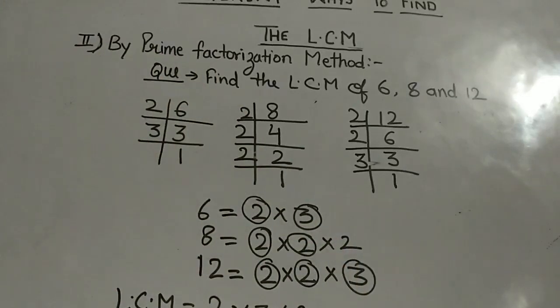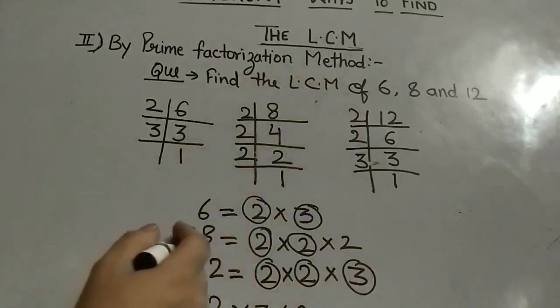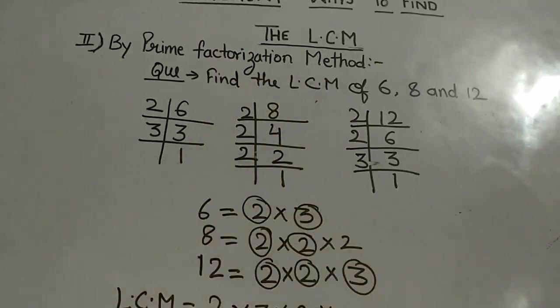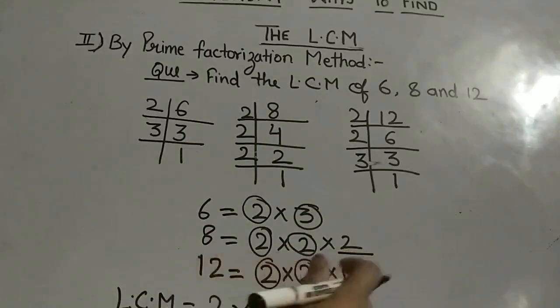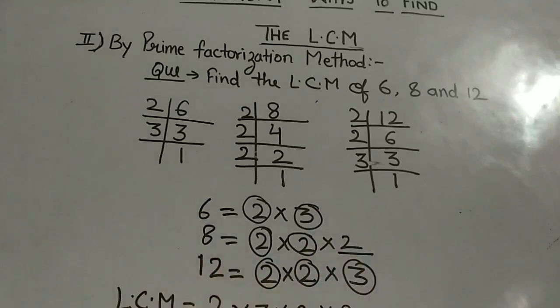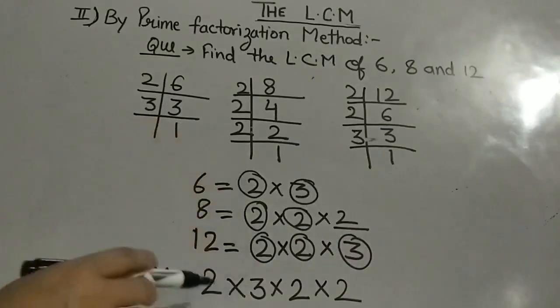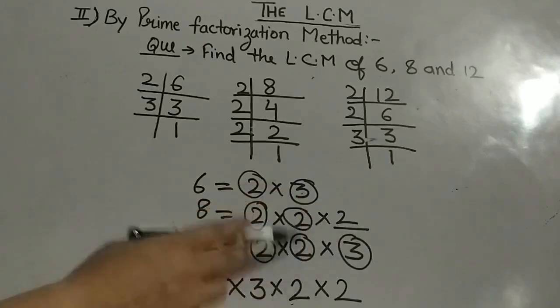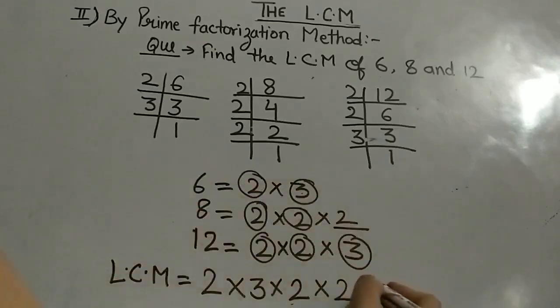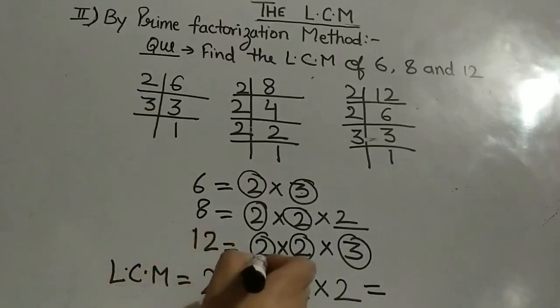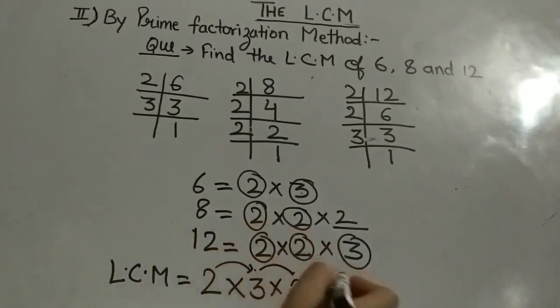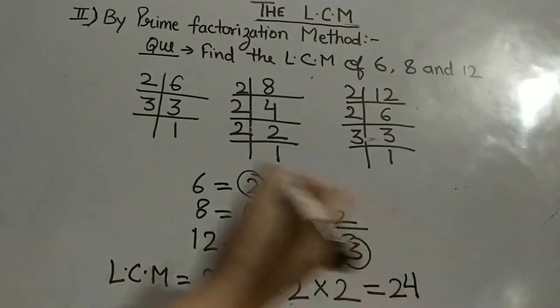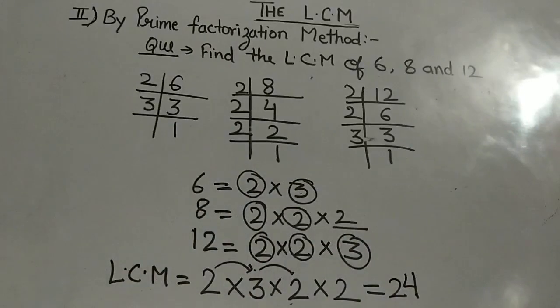Now at the last we'll take the extra factors. With 6 no extra factor. With 8 one extra factor is here, that is 2. With 12 no extra factor. So 2 common from all, 3 common from these 2, this 2 common from these 2 numbers and this 2 is extra. Now we'll multiply all these factors. 2 threes are 6, 6 twos are 12, 12 twos are 24. So again our LCM is 24.